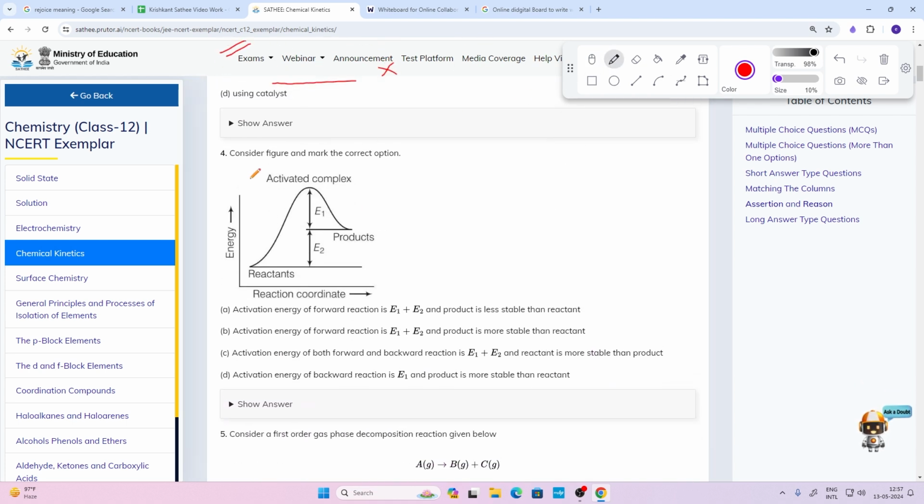Fourth question. Consider the figure and mark the correct options. The activation energy of the forward reaction is basically E1 plus E2, that is the difference between the reactant and the activated complex energy. So E1 plus E2 is the activation energy for the forward reaction. Is the product less stable than the reactant? Which one has higher energy, reactant or product? Of course the product has higher energy, so it is less stable. So the correct option is obviously A.